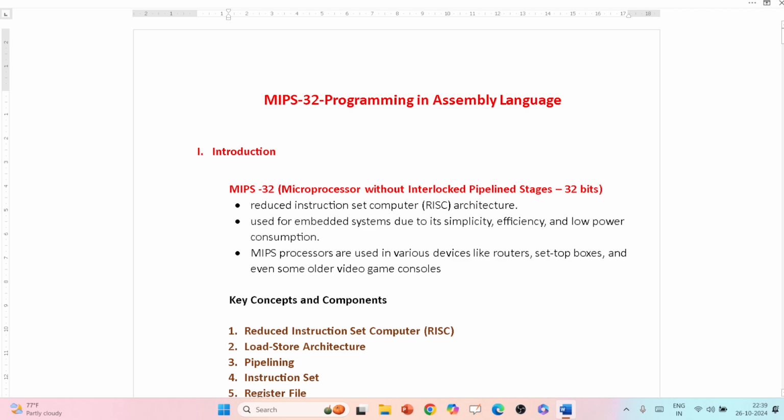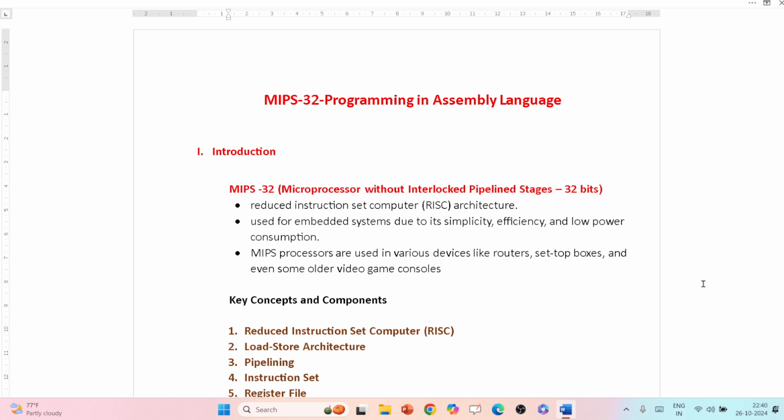MIPS 32 indicates it is a microprocessor without interlocked pipeline stages. So it is a 32-bit processor. It has the reduced instruction set computer architecture, that is RISC. It is used for embedded systems due to its simplicity, efficiency, and low power consumption. MIPS processors are used in various devices like routers, set-top boxes, and even in some older video game consoles.